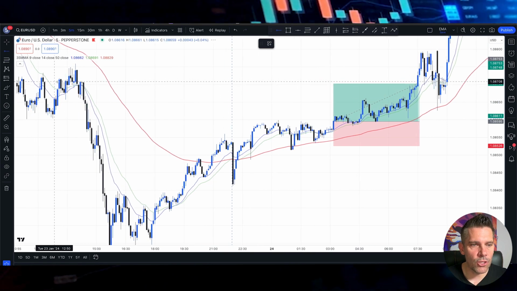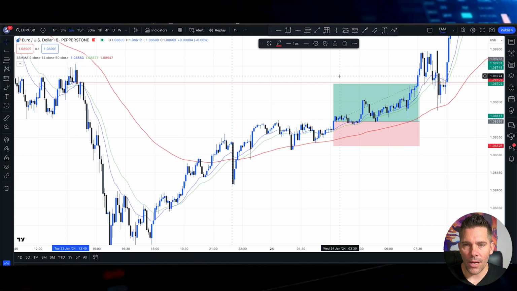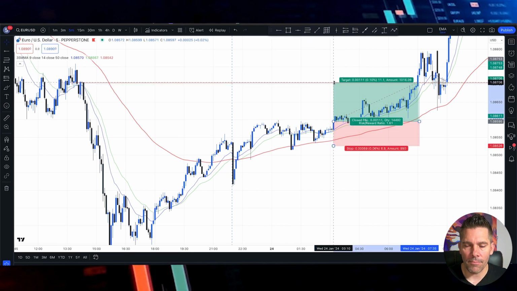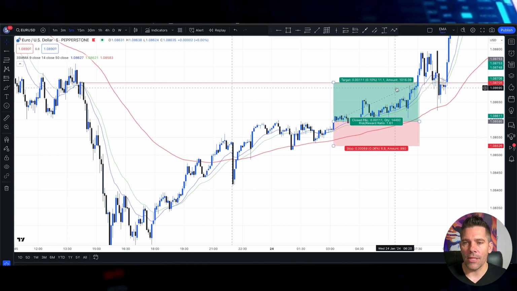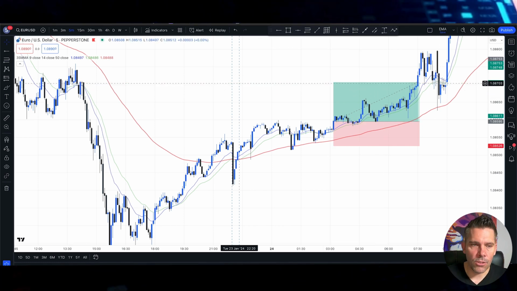So you can see this is structurally quite a strong point over here where you have that. That would kind of be where I'd be putting my take profit. And there we go, that hits it. So that was an example over there. Let's go to the previous example.